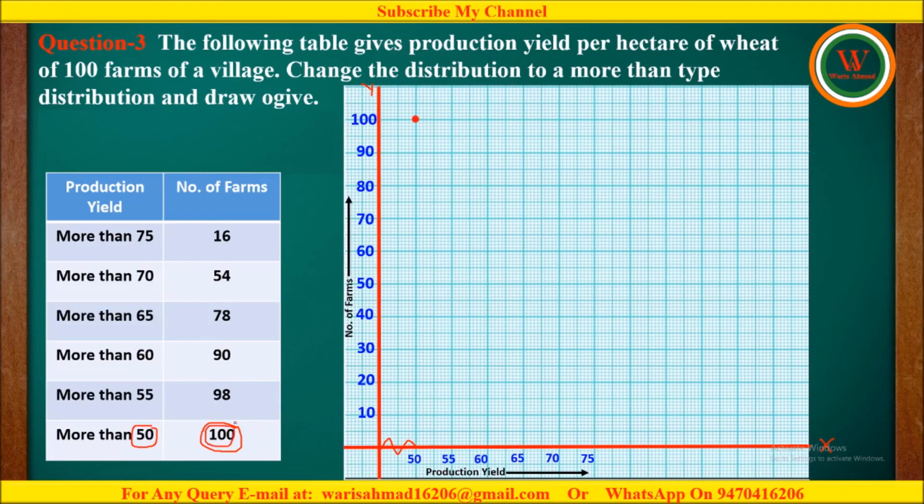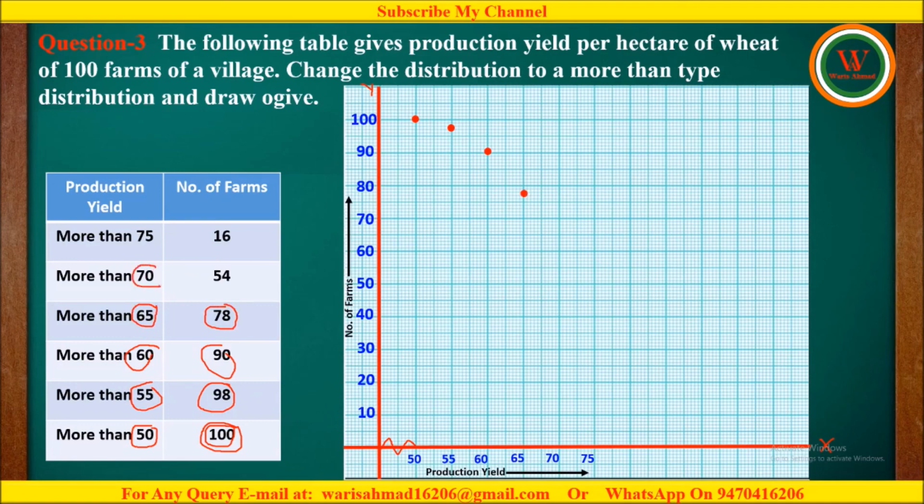So the point will be existing here. Now the second point is 55 on the x-axis and 98 on the y-axis. So the point will exist here. Now the coordinate of the next point is 60 and 90. So the point will exist here. Coordinate of the next point is 65 and 78. So the next point will exist here.